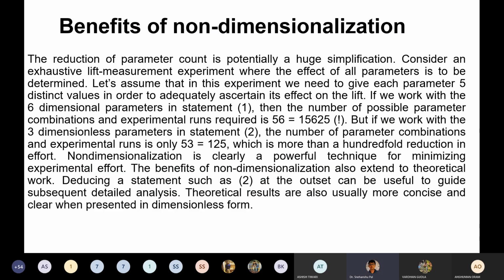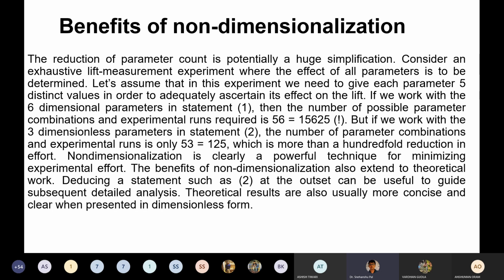So what are the benefits of non-dimensionalization? The reduction of parameter count is potentially a huge simplification, because if you reduce the number of variables, you have to do less calculation, and the number of equations you have to solve to get the values of the variables is also reduced. Consider an exhaustive lift measurement experiment where the effect of all parameters is to be determined. Let's assume that in this experiment we need to give each parameter 5 distinct values in order to adequately ascertain its effect on the lift.